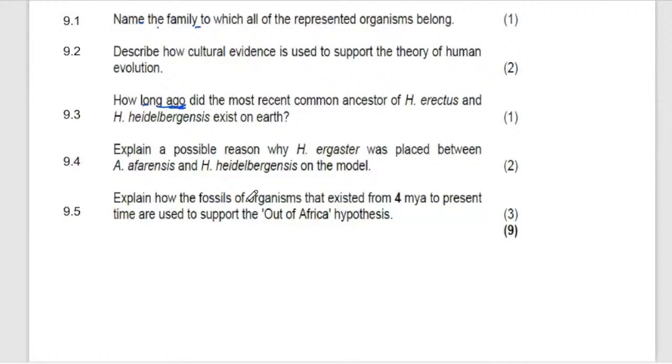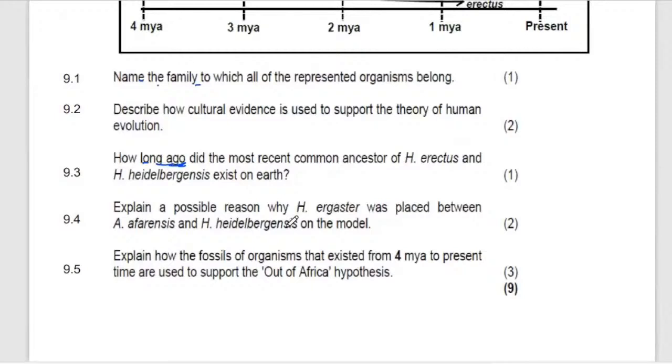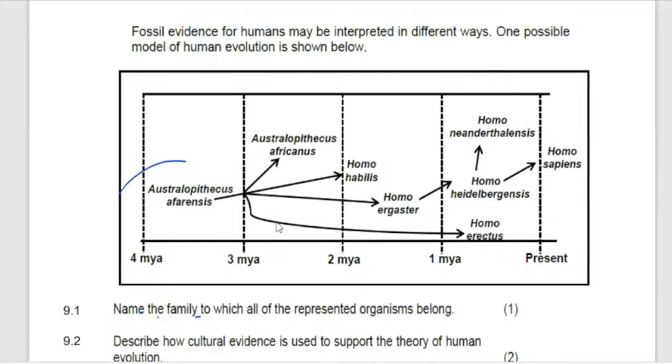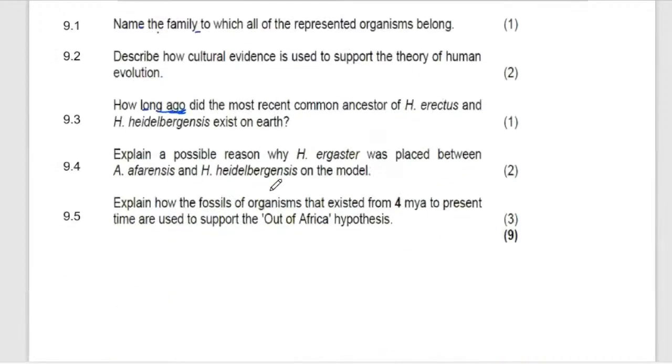Yes. Explain why fossils of organisms that existed from 4 million years ago to present time are used to support the out of Africa hypothesis. Explain how. So from 4 million years ago, you talk about the oldest fossil of Australopithecus afarensis. Just say Australopithecus, and the Homo habilis were only found in Africa, while the fossils of Homo sapiens and the Homo erectus, the oldest, were found in Africa. Basically, that's what you need to talk about.